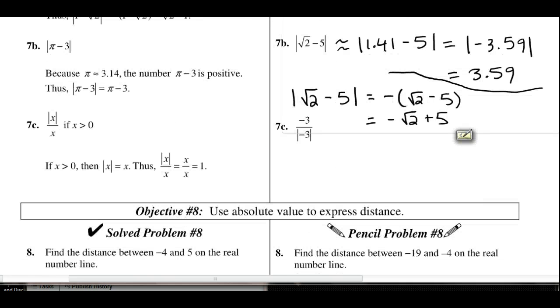7c is actually not that tricky. What are we doing? Well, we have negative 3 over the absolute value of negative 3. So the top just stays the same, and applying the absolute value just makes the negative 3 on the bottom positive. So we get negative 3 over positive 3, which just gives negative 1. So that would be our answer.